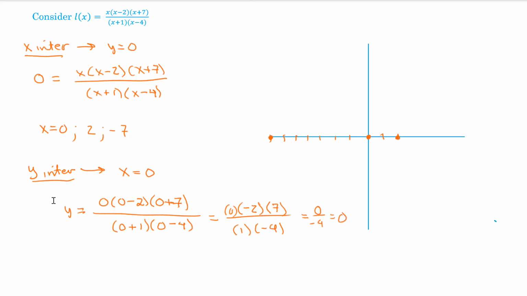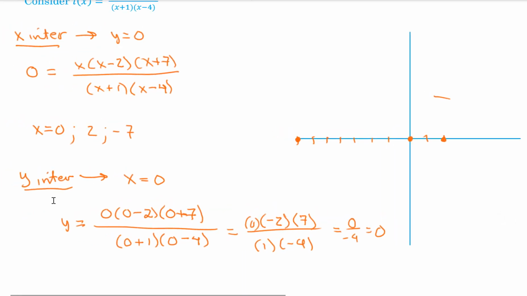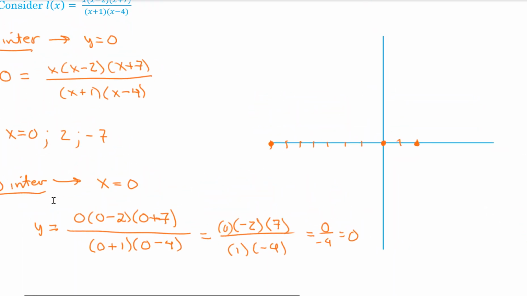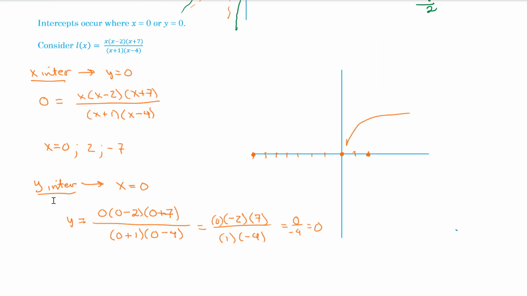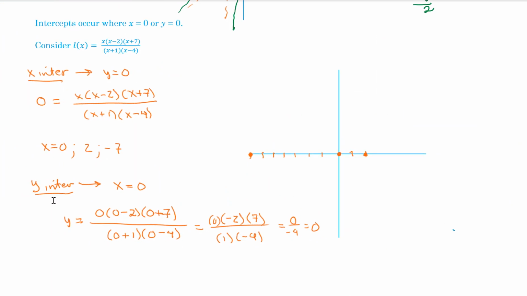Oh, wow. This is telling me that when I draw this graph, my y-intercept is going to be the same location as one of my x-intercepts. It's going to be this right here. When x is 0, y is 0. Okay, so I have my 3 locations here where it intersects the x-axis.